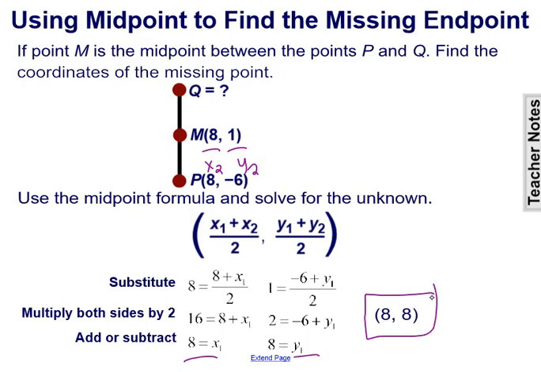And now that you have that missing endpoint, you always could check your work by then taking the two endpoints and quickly solving for the midpoint. You should get (8, 1), and that's how you know you did everything right. You checked your work.